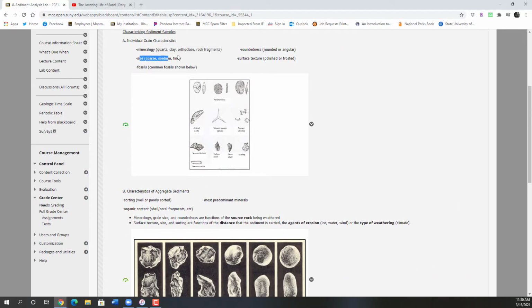What's the size of the sand grains? Is it coarse, medium, or fine? And what are the fossils that you can see in there? So here are some of the fossils that you'll find. You'll find foraminifera, which you're familiar with from the first half of lab. You might find some sponge spicules, some animal parts, some little parts of lobsters. You might find some echinoderms, shells like echinoid shells from sea urchins.